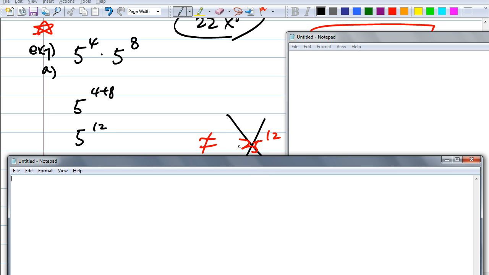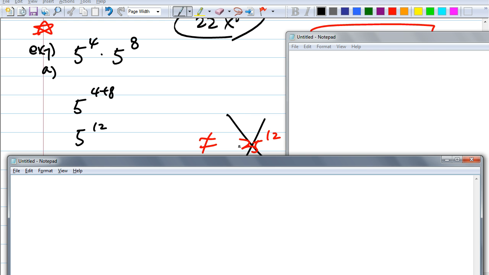Wait, don't we just multiply the base? Isn't 5 times 5 25? Why do we get 5 to the 12? Who could answer this question? Raise your hand. Why isn't it 25 to the 12? Because I see the 5 and 5 as my base. Don't I multiply them together? Why is it 5 to the 12, not 25 to the 12?